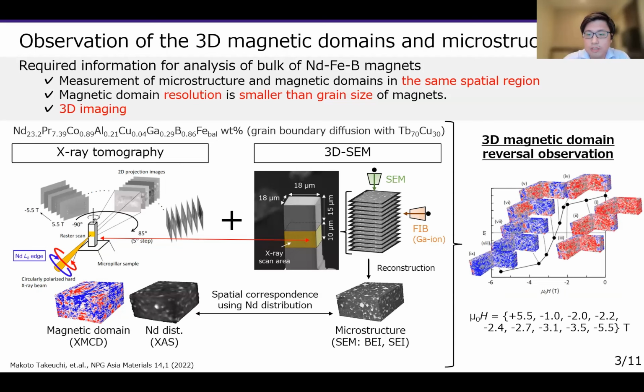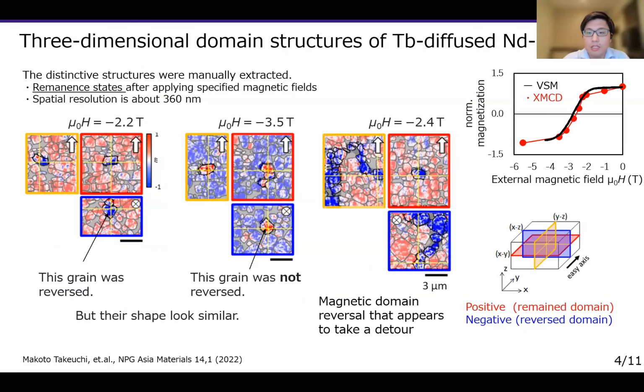The result is the one on the right. This shows the three-dimensional magnetic domain and the microstructure that reproduce the hysteresis curve. As a result, various magnetic domain characteristics were observed.